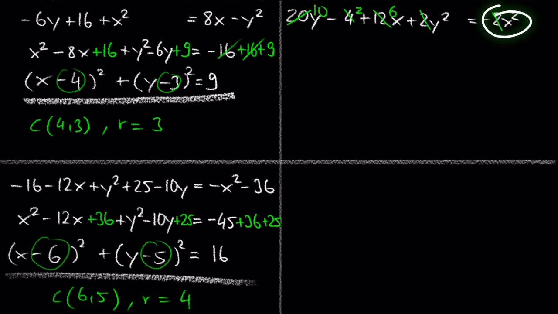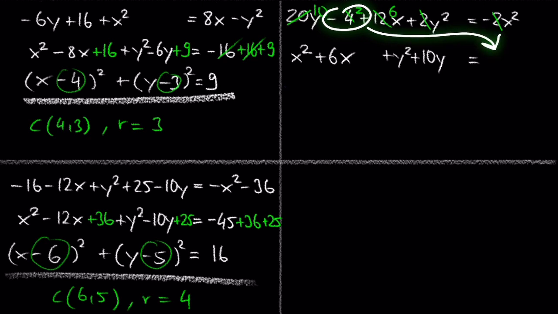So we get x squared plus 6x plus y squared plus 10y equals 2. The half of 6 is 3 and 3 squared is 9. The half of 10 is 5 and 5 squared is 25.